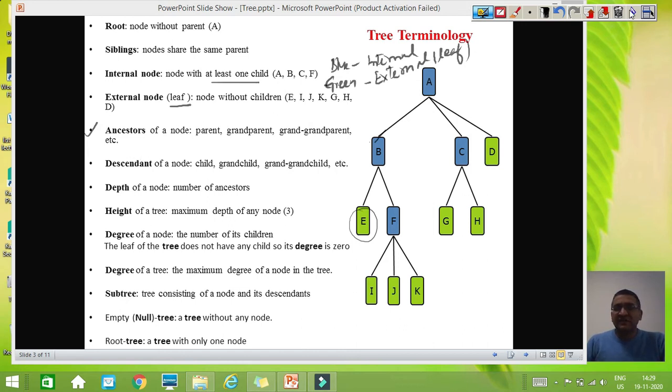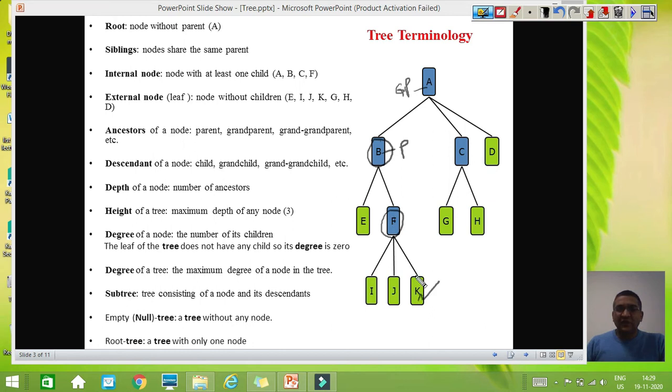Ancestor has the same meaning that we use in real life. If you look at any node, then all the nodes which appear above that node are the ancestors of that given node. For example, here the ancestor of B is A, and the ancestors of F are B and A, and we can also give names to the relationships. This ancestor is said to be the parent, and this ancestor is said to be the grandparent of F. Similarly, if I look at this node K, then this becomes the parent, this becomes the grandparent, this becomes the great-grandparent, and all these are the ancestors. So ancestors means all the nodes that appear above that node.